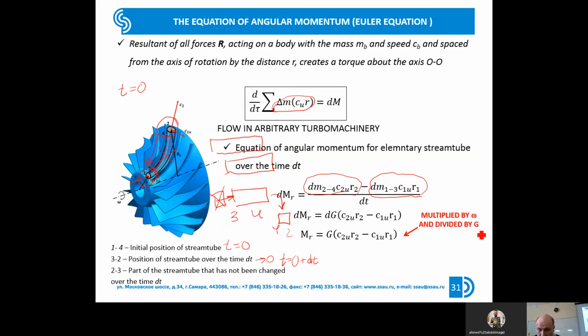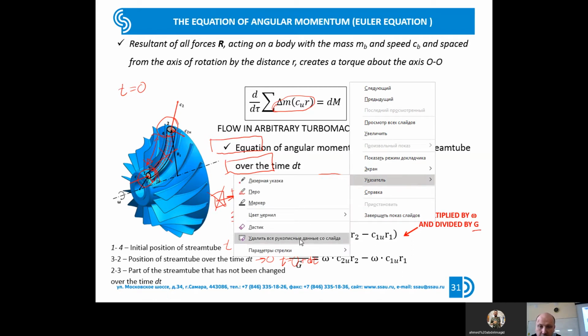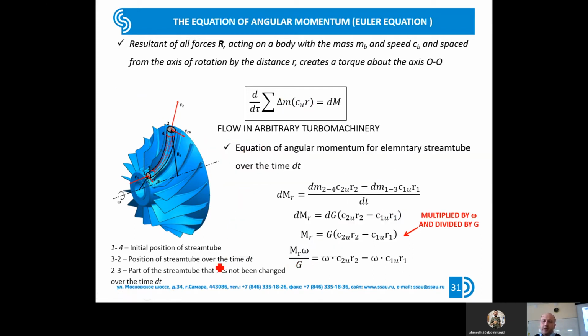What do we receive? Let's erase all elements. Could you say what this is? Angular momentum multiplied by the torque. Do you know what it is?